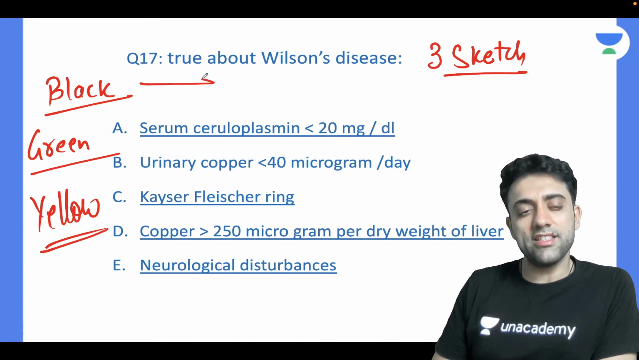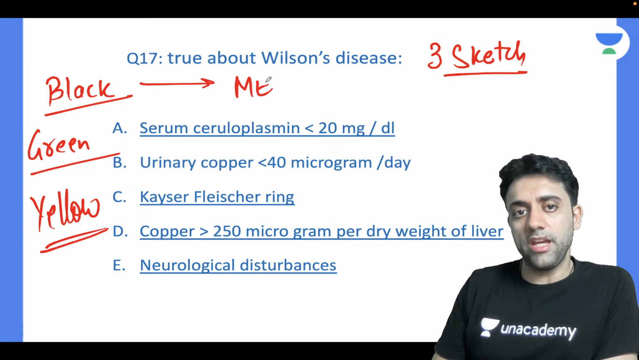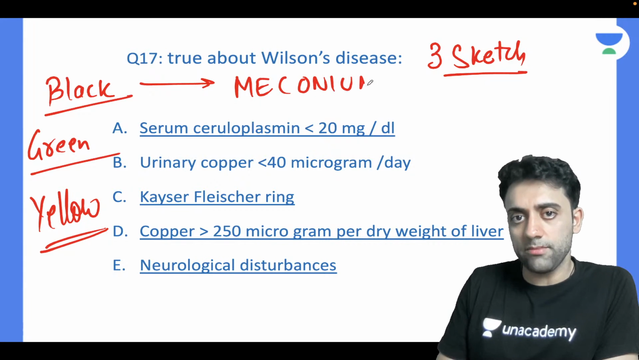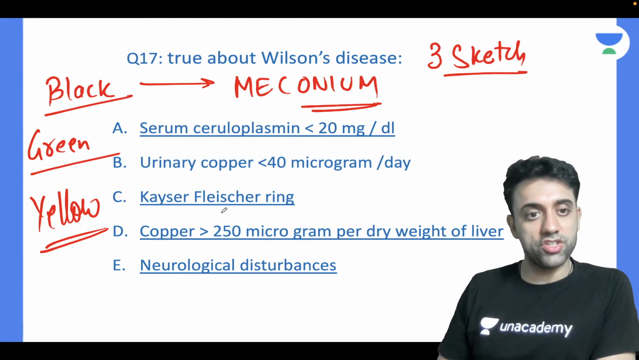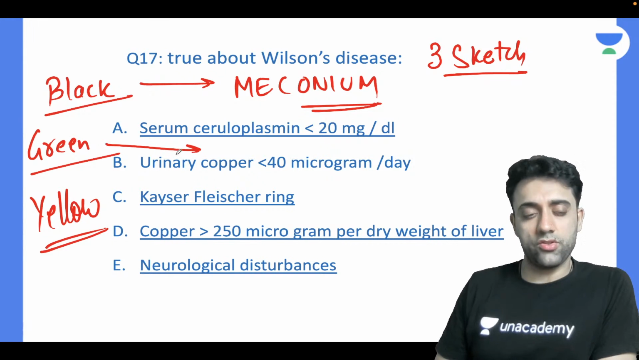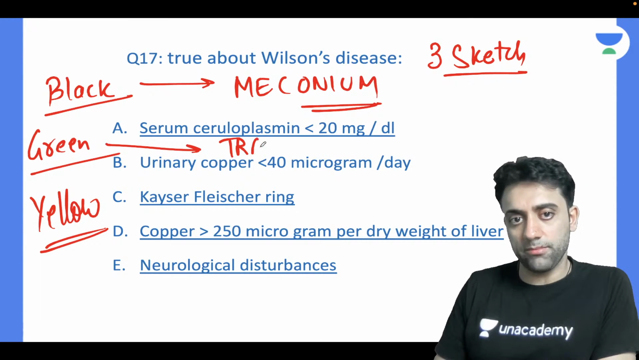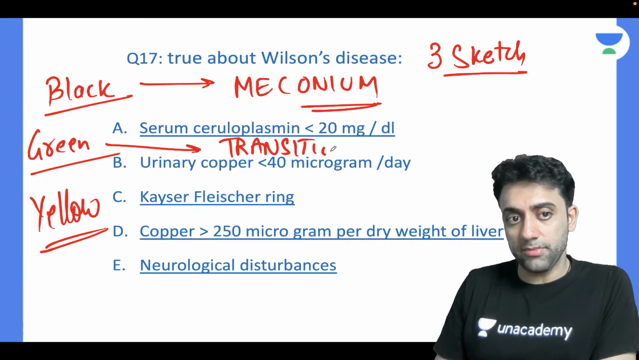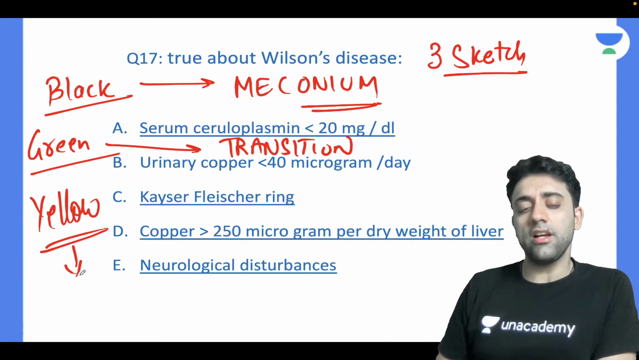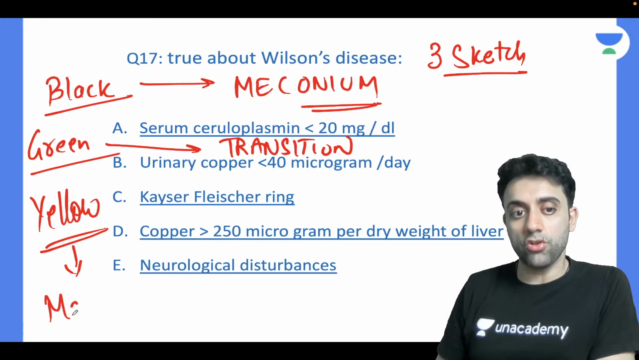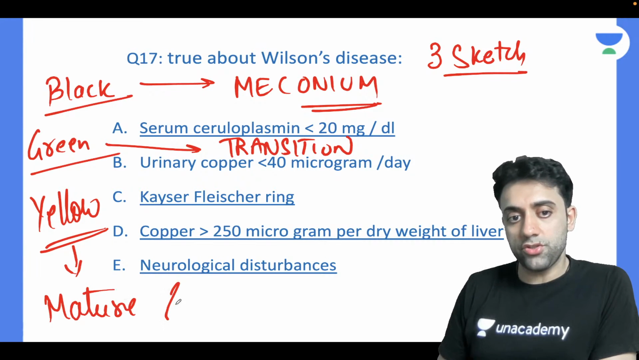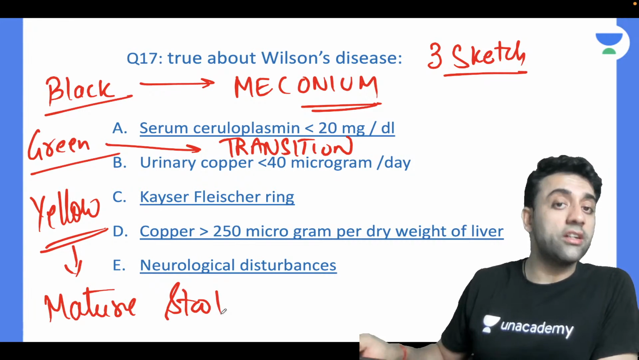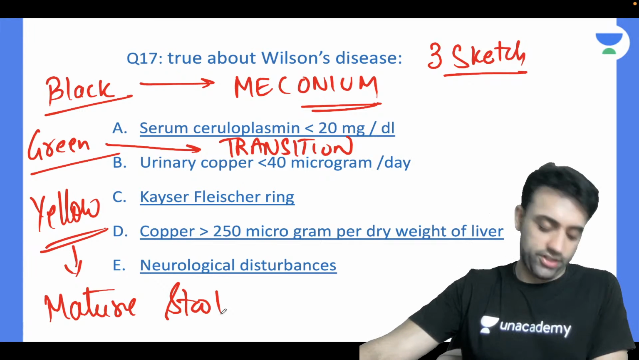So yes, the answer is the first stool that the baby passes is the meconium, and that is black in color or blackish green in color. The green color stool which the baby passes is the transition stool. And the yellow color which the baby passes is the mature stool. So these are the 3 stool colors which I was asking about in the video.